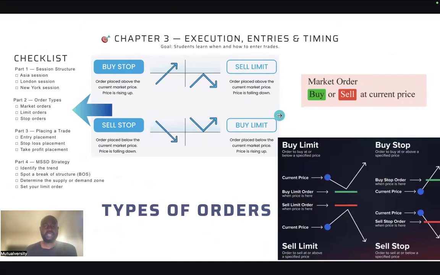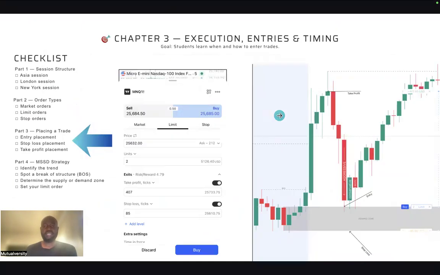Okay, so we talked about the types of orders. Now let's talk about the segment where you are placing your trade. When you're placing your trade, obviously you're gonna choose market, limit, or stop order. But with every trade that you enter, you always have to have a few things.